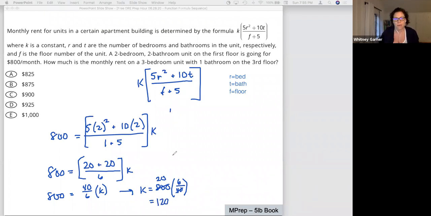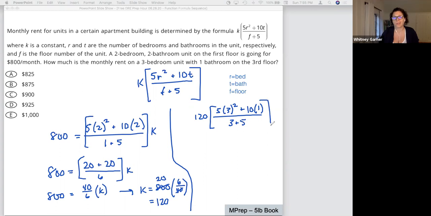Once I know that, I'm going to plug in how much is the rent for a 3-bedroom, 1-bathroom, 3rd floor unit. Well, I know what K equals. So if K is 120, a 3-bedroom, 1-bathroom on the 3rd floor. At this point, I'm plugging in numbers.